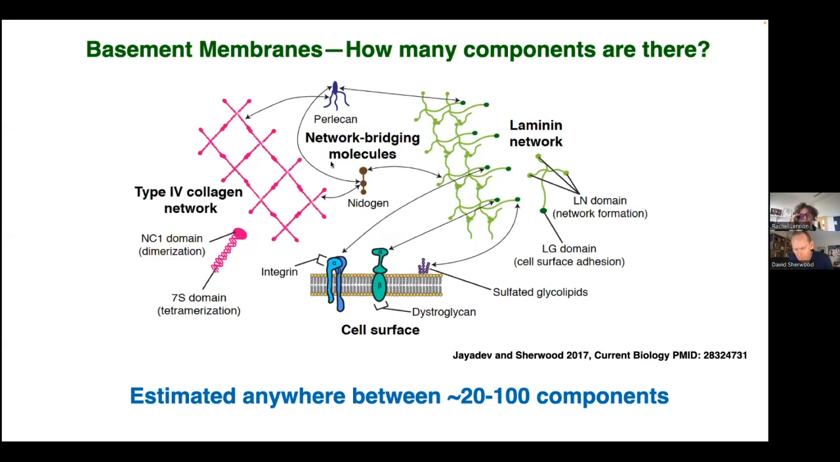And yet Rachel and I started talking, and there were hints in the literature, and particularly her proteomics, that suggested basement membranes could be vastly more complex and have upwards of 100 different components.